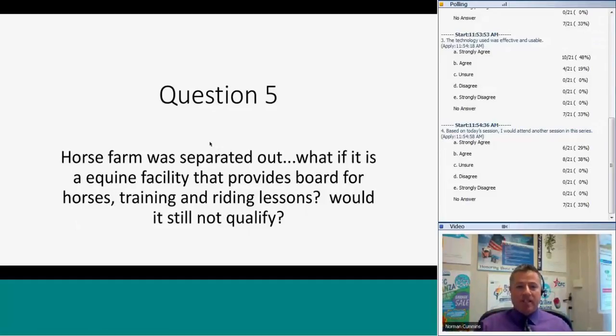Horse farm was separated out. What if it is an equine facility that provides board for horses, training, and riding lessons? Absolutely. Again, sorry. It's just we don't deal with horses at all. We would look at it if you do the feed for the horses maybe. But yeah, unfortunately, we don't do horses at this time. Will it change over the years? Who knows? But we just stopped doing loans for horses for quite a few years now.